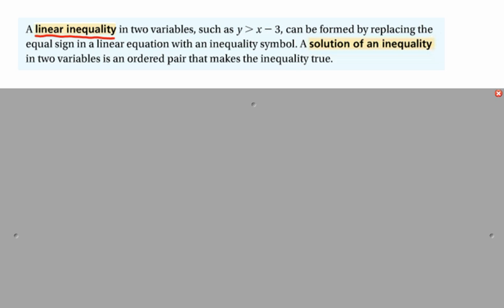We're going to continue with linear inequalities. A linear inequality in two variables, such as here's an example. It looks just like a linear equation, only it has an inequality symbol instead. Y is greater than x minus 3. It can be formed by replacing the equal sign in a linear equation with an inequality sign or symbol. The solution to an inequality in two variables is an ordered pair that makes the inequality true, just like an equation would work.